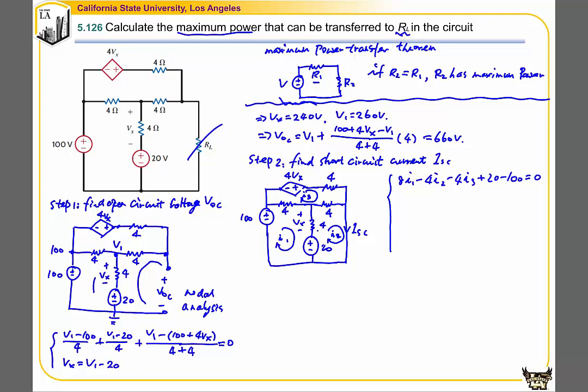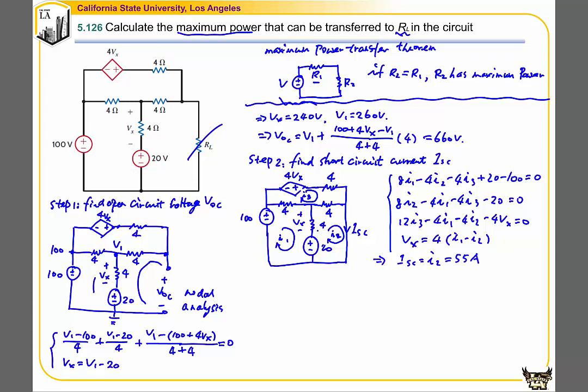For the second mesh, we have 8 I2 minus 4 I1 minus 4 I3 minus 20 volts, that is equal to 0. And the equation for mesh 3, we have 12 I3 minus 4 I1 minus 4 I2 minus 4 Vx, that is equal to 0. The last equation is about the control variable, in this case Vx. We can find Vx by using Ohm's law, which is 4 times the current going through that, which is I1 minus I2. Then we can solve the equations to find ISC, which is the same as the current I2, that is 55 amps.